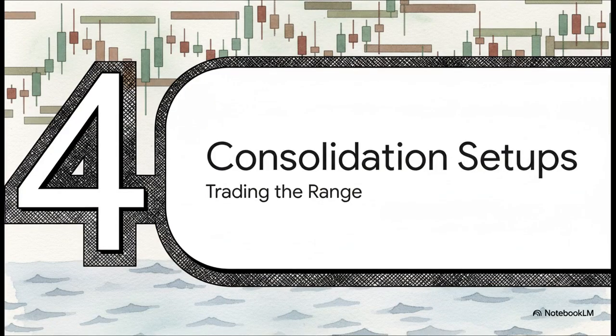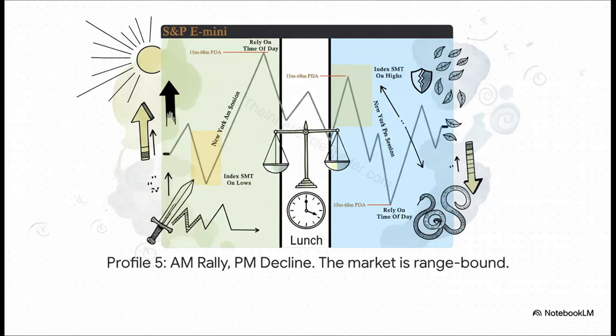All right, for our final category, we have consolidation days. These profiles apply to days that are more range-bound, and they just don't have that strong directional follow-through we see in trending or reversal setups. This profile shows a consolidation day that features a morning rally followed by an afternoon decline. Essentially, the morning move just runs out of steam, and price gravitates back toward the middle of the daily range instead of breaking out to new highs.